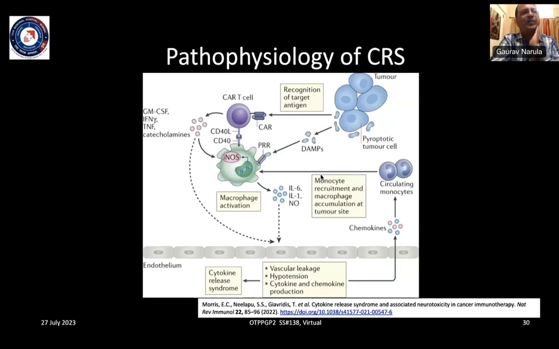So coming back to the pathophysiology of CRS, you've already explained it very well. Basically, what is happening here is that once the tumor cells are attacked by the CAR T cells and broken down, they are presented in different ways. The CAR T cells get activated. They secrete GM-CSF, interferon gamma, tumor necrosis factor, and catecholamines. This leads to macrophage activation. Macrophages in turn release IL-6 and IL-1, which are the biggest drivers of cytokine release syndrome and neurotoxicity.